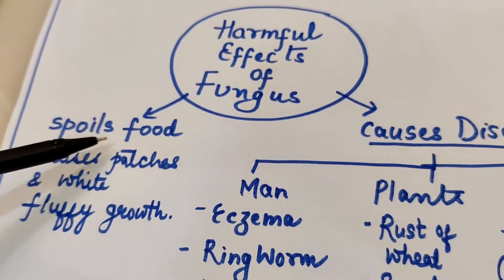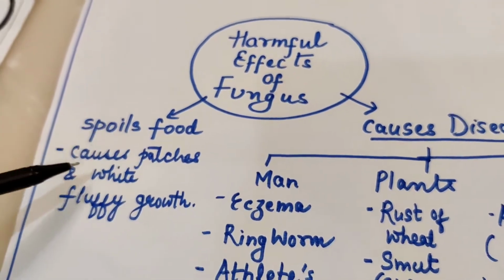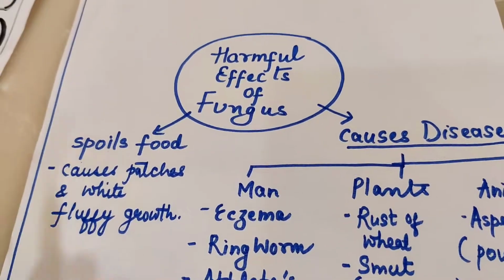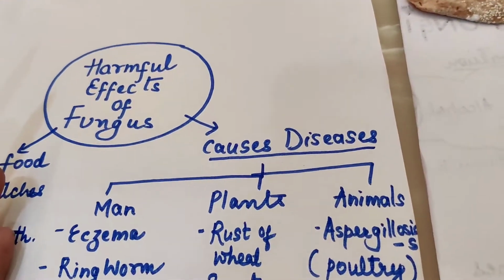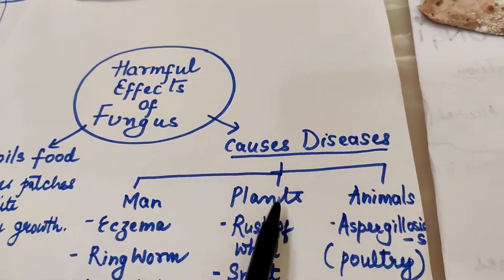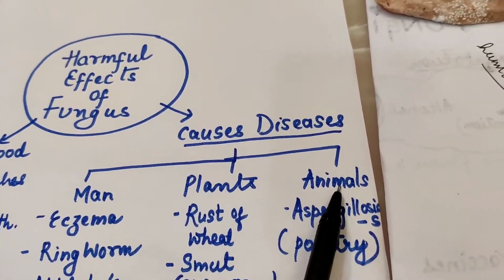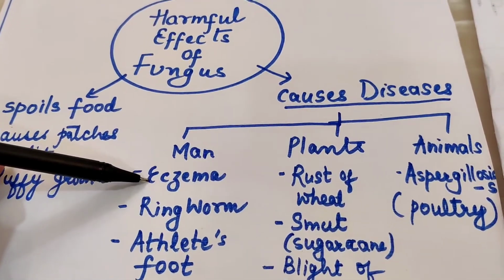You will find how it can spoil your citrus juicy fruits, and this is basically the harmful effect. It spoils the food and articles. Another harmful effect, it causes diseases. All organisms are important. Not only diseases of man, but plants and animals are equally important. Man, eczema, it's a skin disorder.